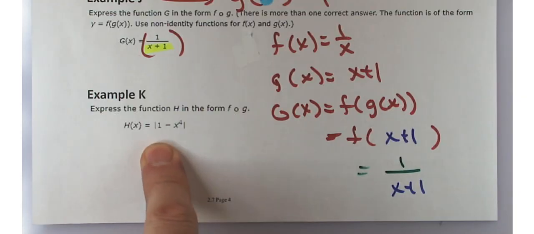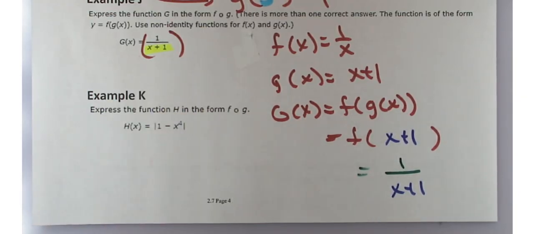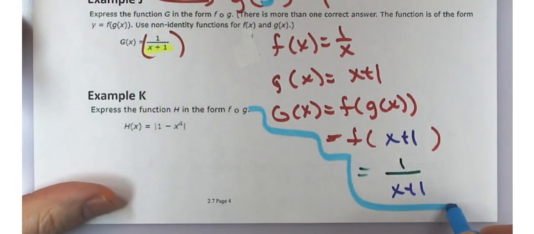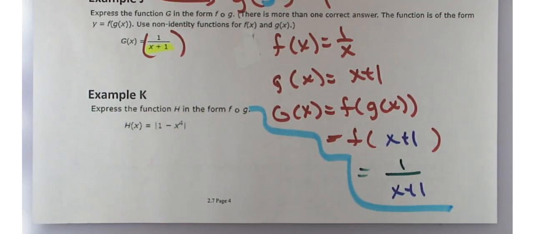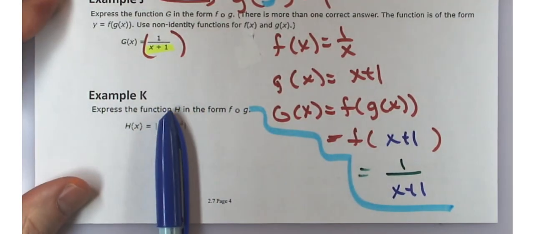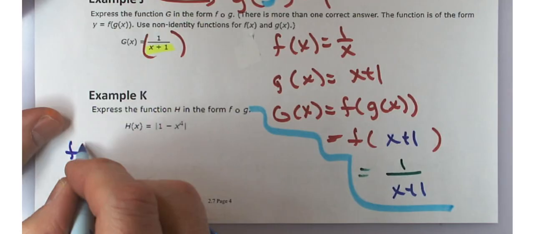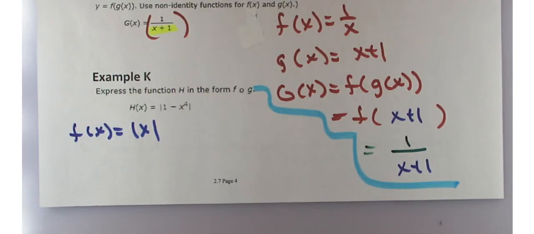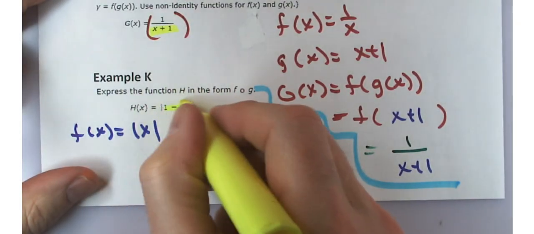Last but not least, example K here. Taking a step back, can anyone help me decide what the outside function is? What's the big picture? When you're looking at this, what's the big picture function here? When you zoom out, what function are you looking at? Yeah. The outside function, when you zoom out, if you lose some of the detail inside, that's okay. You're still looking at the absolute value of something. So the outside function is the absolute value of x.